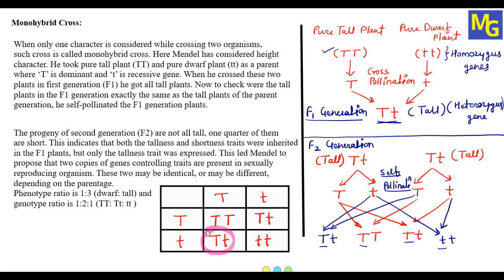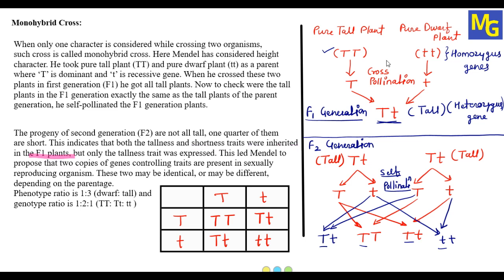So the plant is tall. See the second one, capital T, small t. This is also capital T, small t. But here there is one capital T that is dominant. Therefore, both these plants will be tall. So these three will be tall. But what about the fourth one? This has small t, meaning it is a short plant or a dwarf plant. So out of all four, one we are getting short and three we are getting tall, and therefore 1/4 of them are short. This indicates that both the tallness and shortness traits are inherited in the F1 plants.